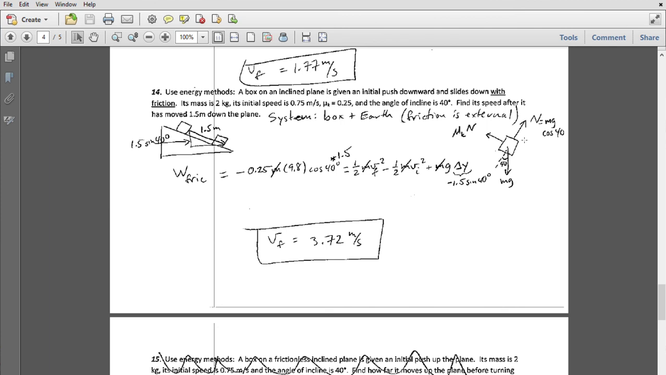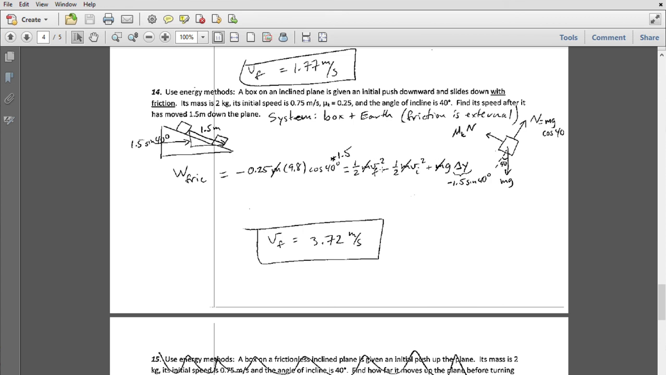I didn't show all the work here, but we can figure out that the normal force is mg times the cosine of 40 degrees. Then the friction force magnitude is mu kinetic times that, so mu kinetic times mg times the cosine of 40 degrees. That's the friction force, and to get the work done by friction, it's a negative work, friction force times the distance it moves. So that negative amount is the work done by friction as it moves 1.5 meters down the plane. That's equal to the change in kinetic energy plus the change in gravitational potential energy.